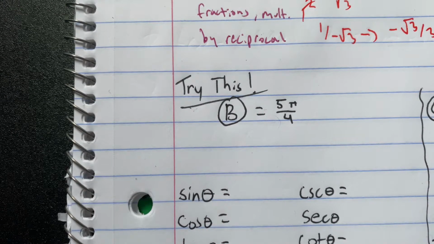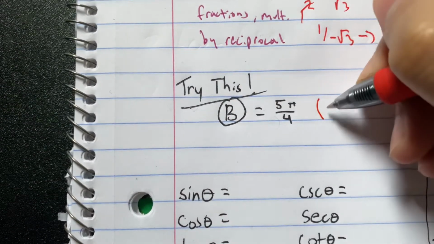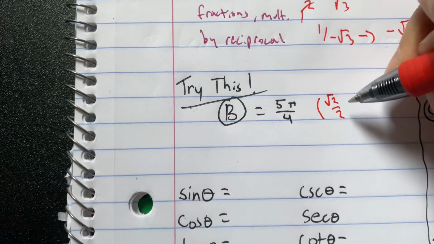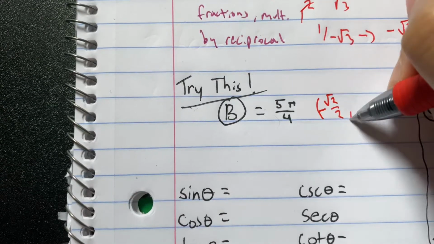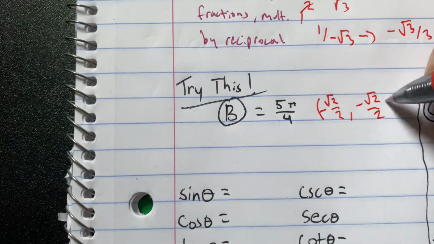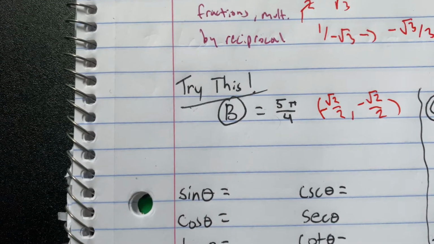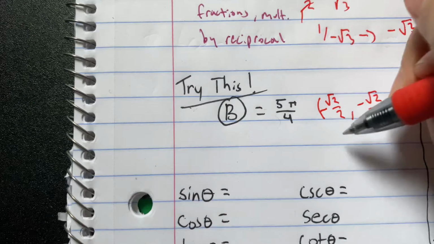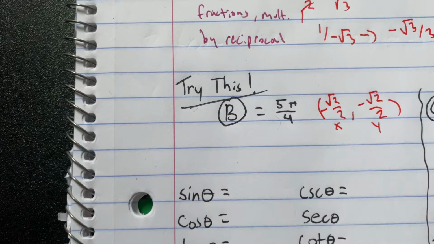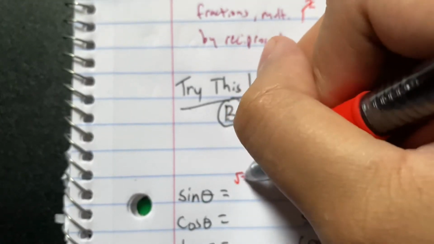Now that you've done the question on your own, let's see how you did. If you look into your unit circle to find where this is at, this is square root of 2 over 2, negative, and negative square root of 2 over 2. And like I said, we always know that our R value is 1. So sine is going to be this.